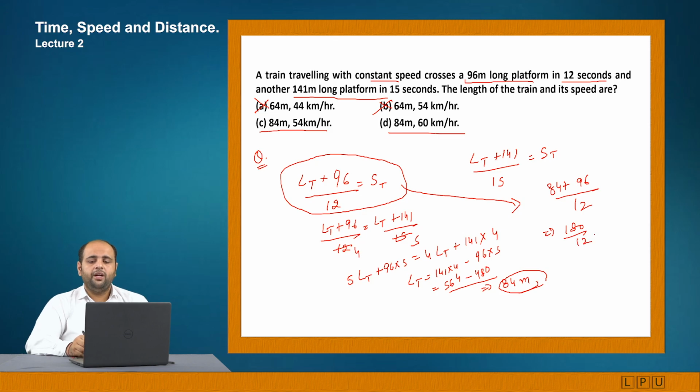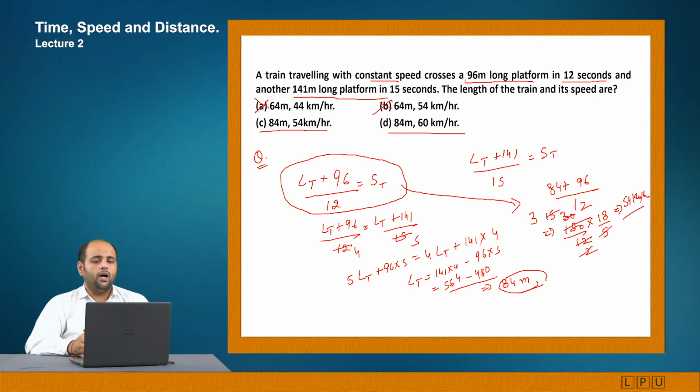But this speed is in meter per second. Okay, now we have to convert it into kilometer per hour. So we have to multiply by 18 by 5. Okay, we have to convert it into this. Now 180 upon 12 is 15, so 15 into 18 by 5, that is 3 into 18, that will be 54 kilometer per hour.